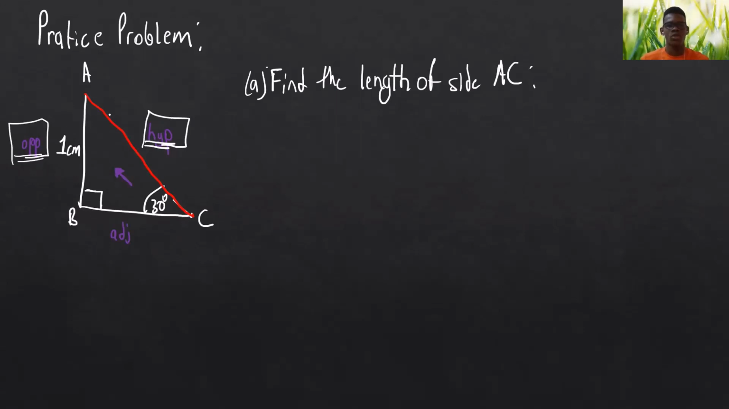So we need to look for a trigonometric ratio. You can ignore theta because theta is in all the trigonometric ratios. But the two sides of interest to us are the opposite and the hypotenuse, right? So you need to look for a trigonometric ratio that has the opposite and hypotenuse. All right, what trigonometric ratio is that?